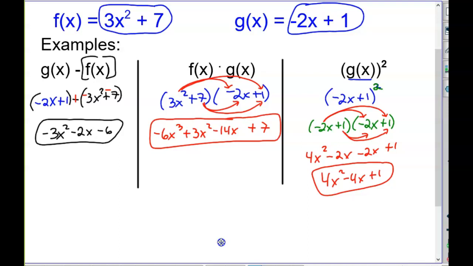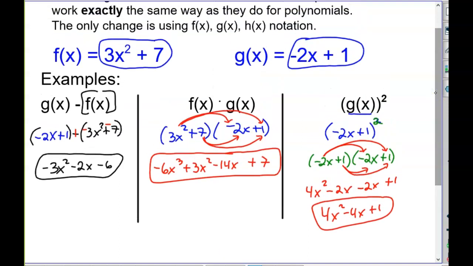So hopefully you're thinking, well, didn't we just have a unit on this? Adding, subtracting, multiplying polynomials? Yeah, this was chapter 5 right here. The only difference is instead of giving you guys the equations, we call it f of x and g of x. So now we're using what's called function notation. It's just a different way of representing the same things you've already been doing. But there's a twist.